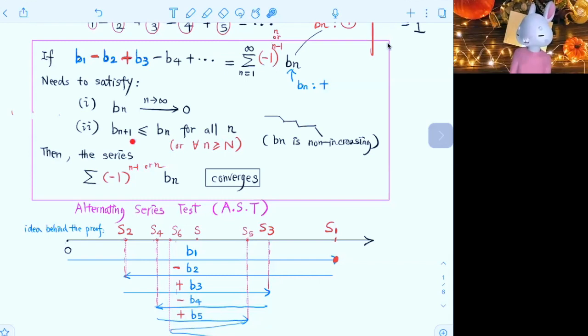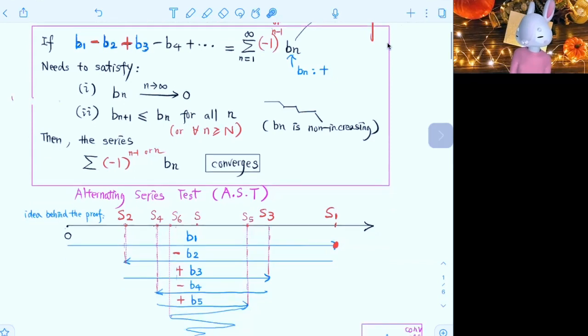Yes, you got it. Because of this second condition, B2 is less than or equal to B1. So the magnitude of this is going to be smaller than the magnitude of this. So when you go backward, it's not going to go beyond that one. It's going to stop before. The magnitude is non-increasing, so that is smaller than that. So you're going to stop here. So this is B1 minus B2, and you'll have S2 over here.